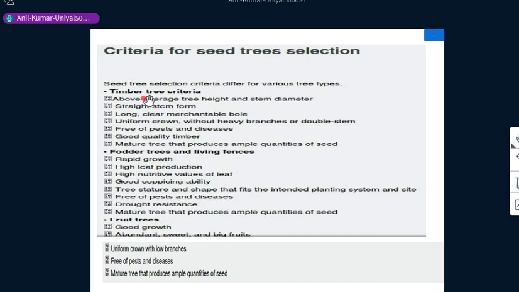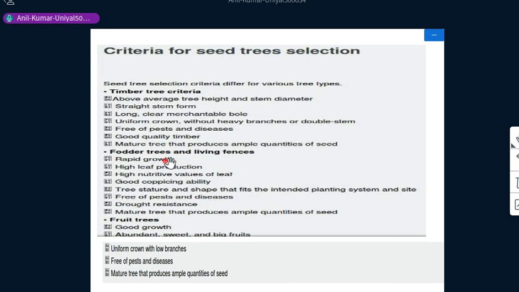As we can see, for timber tree selection, tree height should be more, and it should have good stem diameter also. The stem should be straight and clean clear. A long clear merchantable bole should be there. Uniform crown without heavy branches, and a double stem system should not be there. A single stem or single clear bole is preferred for timber. Then it should be free from disease and pests. It should have good quality timber and maximum volume also.